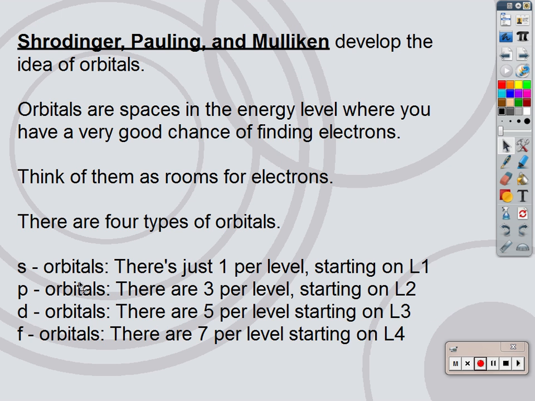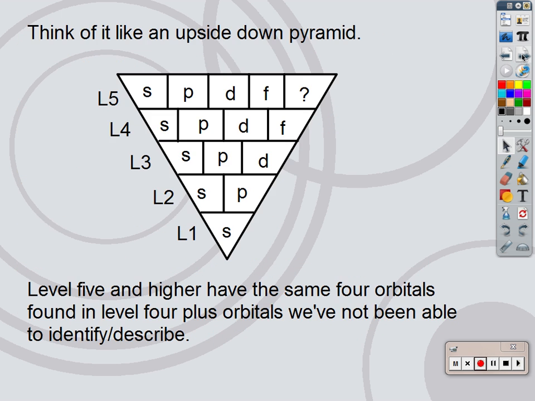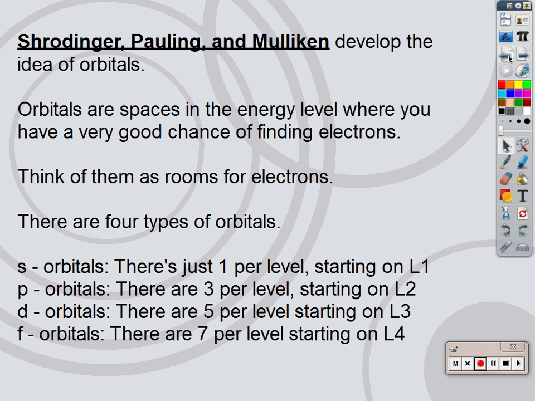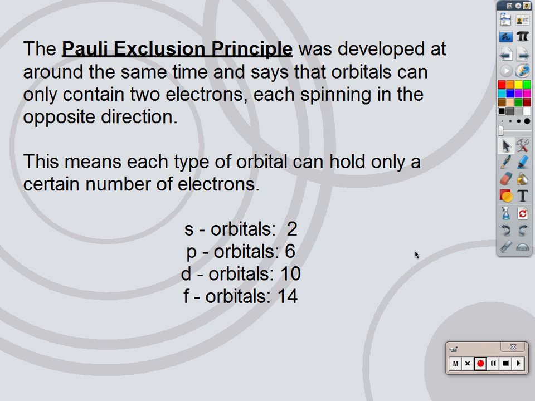D orbitals, there are 5 per level, and each one can hold 2, for a maximum of 10. And then the f orbitals, there were 7. Each one can hold 2 for a maximum of 14. So the s orbitals on an energy level can hold 2 electrons. The p orbitals on an energy level can hold 6. The d orbitals on an energy level can hold 10. The f orbitals on an energy level can hold a total of 14.